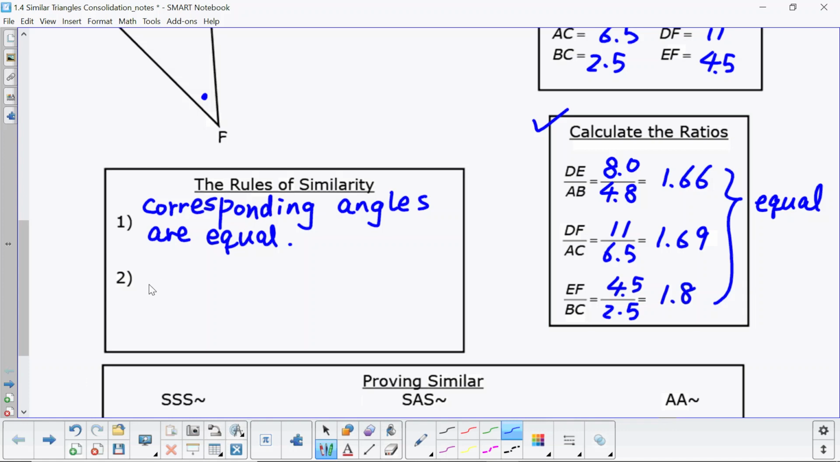And the second rule: although we don't get the same ratios, if we could measure more accurately, then you should be able to get all the ratios equal. So another property is corresponding ratios are equal.